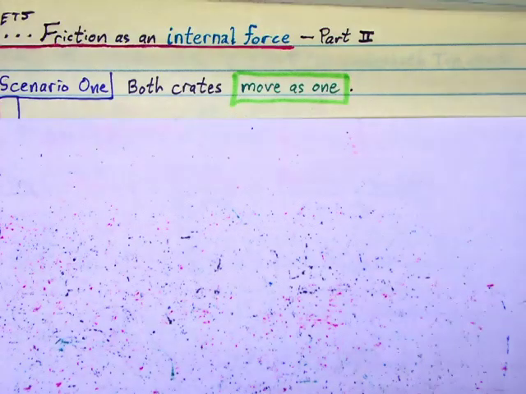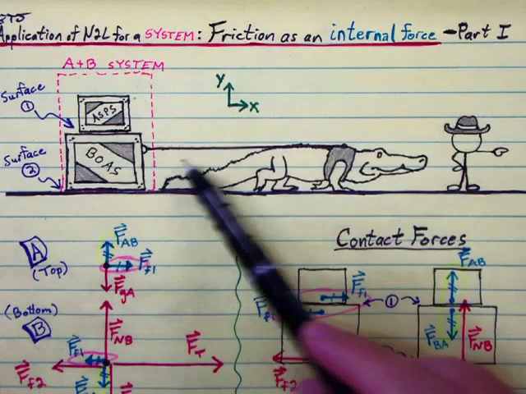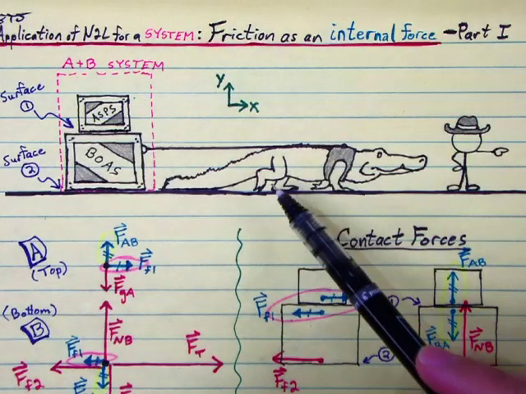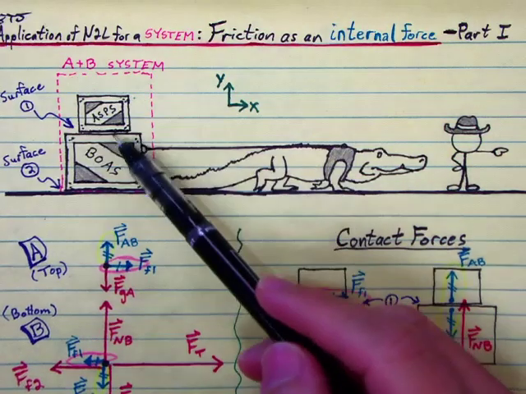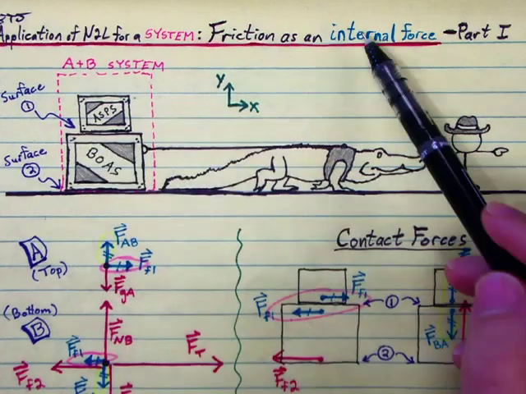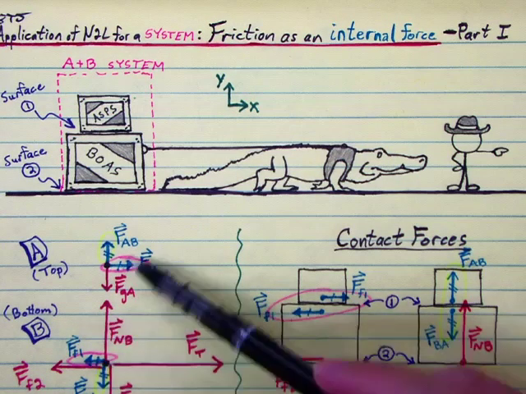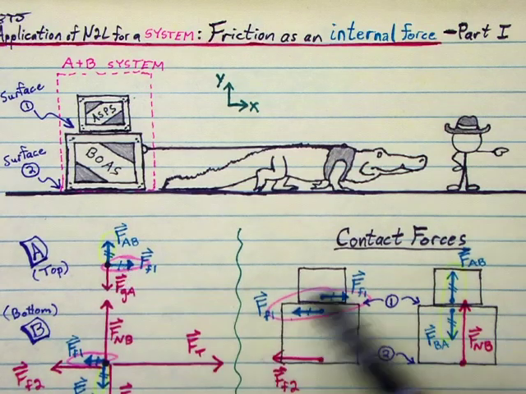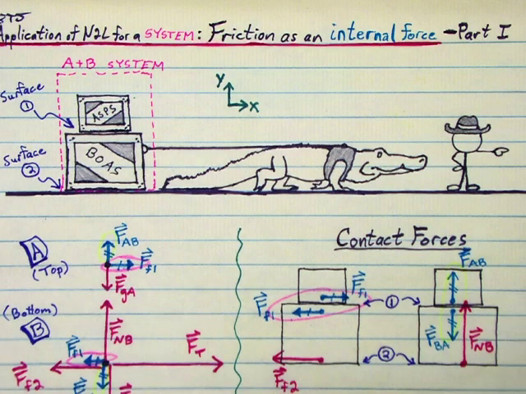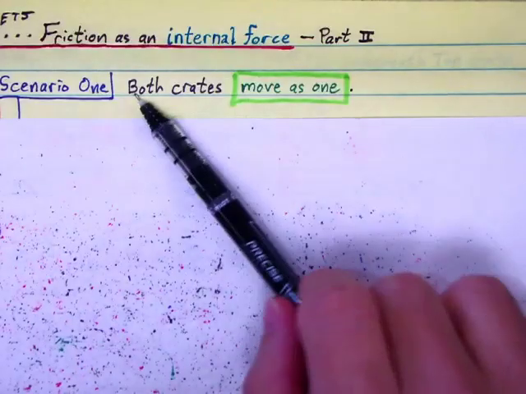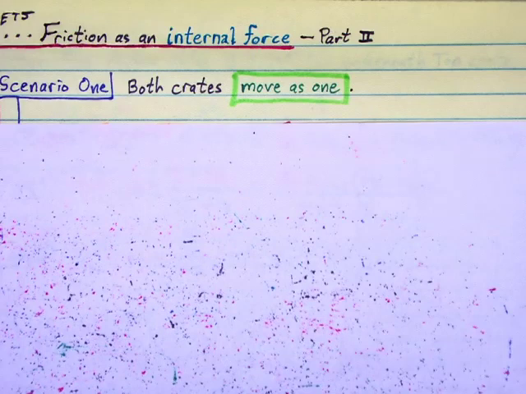We return to our stack of crates being pulled by the gator, and I'd like to look at a few ways this could play out, with particular attention to that force of friction between the two crates, that internal force of friction seen in this pair of forces here and here. Now, in our first scenario, let's suppose both crates are moving as one across the floor.